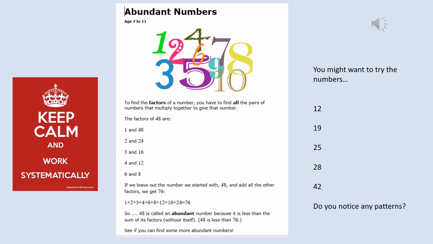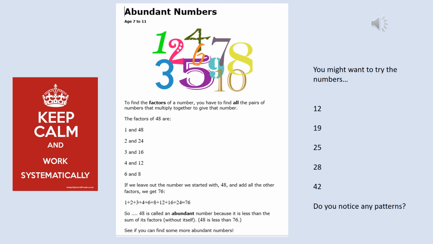If you think about the factors of 48, you find 1 and 48, 2 and 24, 3 and 16, 4 and 12, 6 and 8. Now you leave out the original number itself, so you leave out 48, but you add together all of its other factors. So 1, add 2, add 3, add 4, add 6, add 8, add 12, add 16, add 24 is 76. 76 is higher than 48. So 48 is an abundant number because it is less than the sum of its factors.